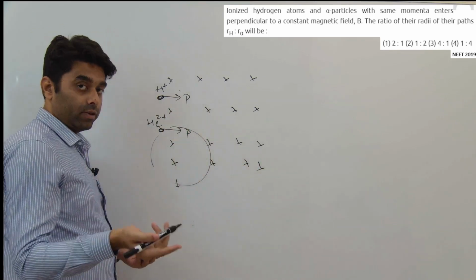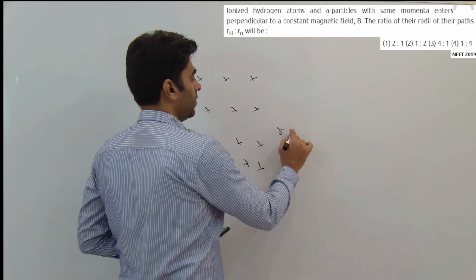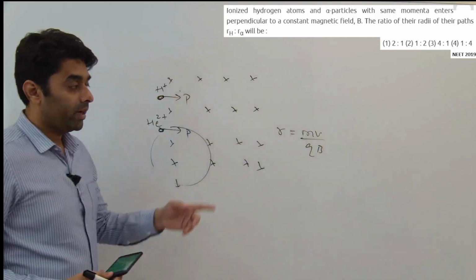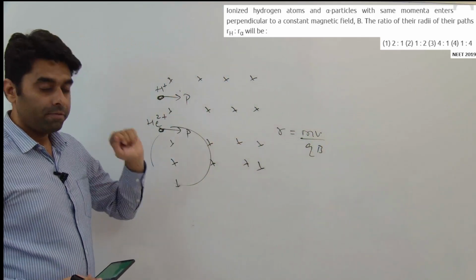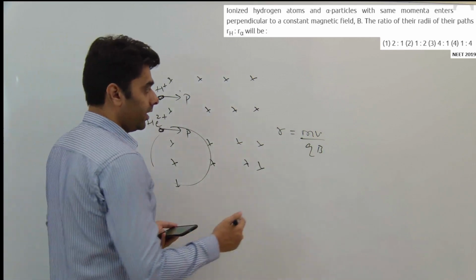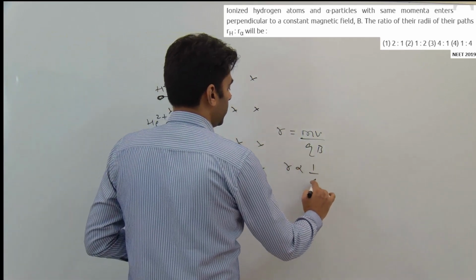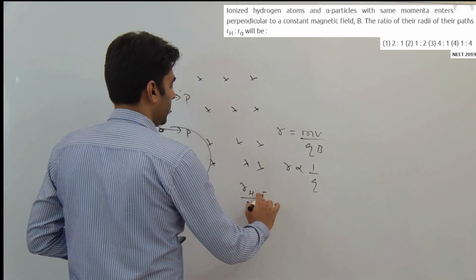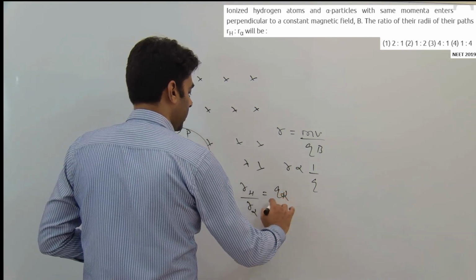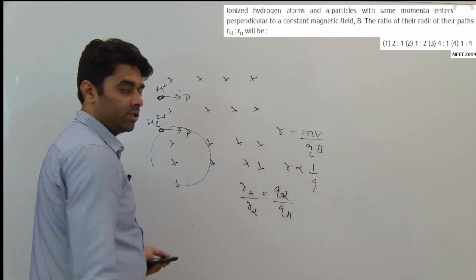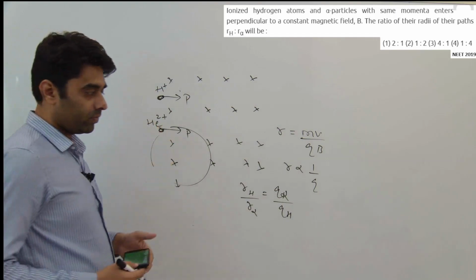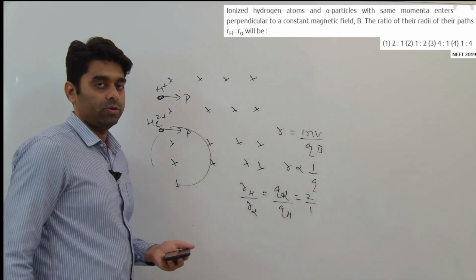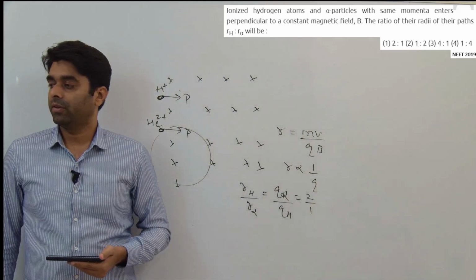So what is the radius relation? Radius for a charged particle is mv by qB. Momentum is given the same for them, and the magnetic field is the same. So the radius will be inversely proportional to charge. Radius of hydrogen by radius of alpha will be charge on alpha by charge on hydrogen. How much is the charge on the alpha particle? 2, and the charge on ionized hydrogen will be 1. So 2 is to 1 is our answer. Which option is given? First option, right?